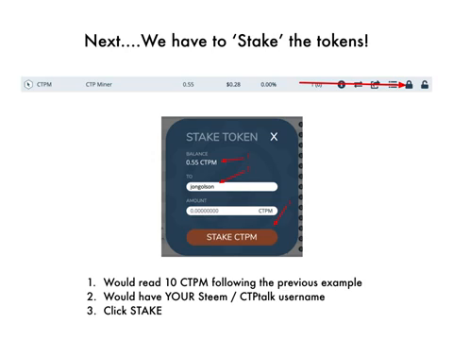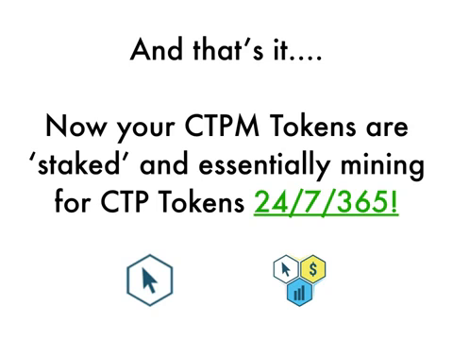You can't just buy the CTPM. You have to stake it, because after you do that, now it's staked. And essentially what this mining token will be doing is mining CTP for you 24/7, 365. That's it. That's all you've got to do. You don't need to think about it. You don't need to manage it. If you ever want to unstake, you unstake. It takes 7 days, and boom, you get your money back. You can trade it on the open market if you wish, but that's all you've got to do.